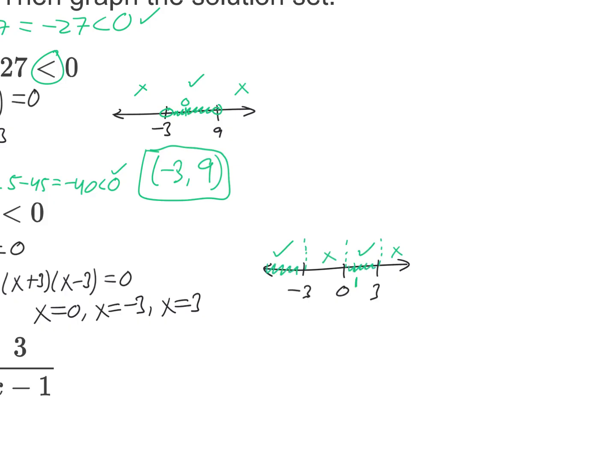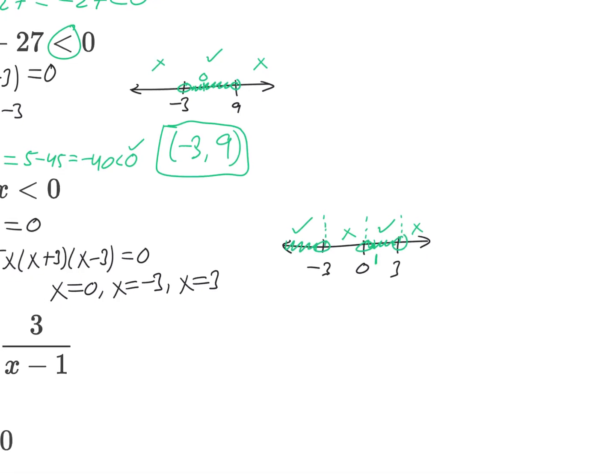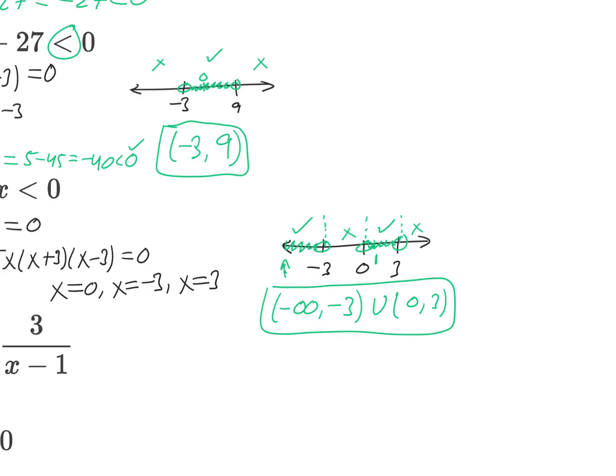And then again, this is a strict inequality, so I'm going to have open circles. All right, and then going from left to right, my leftmost value that works is going to start all the way to the left, which is at negative infinity. And then that's going to finish at negative 3 with a parenthesis because I have another interval. I'm going to write a little u, and then this is going to be from 0 to 3. All right, and then that's our answer in interval notation.